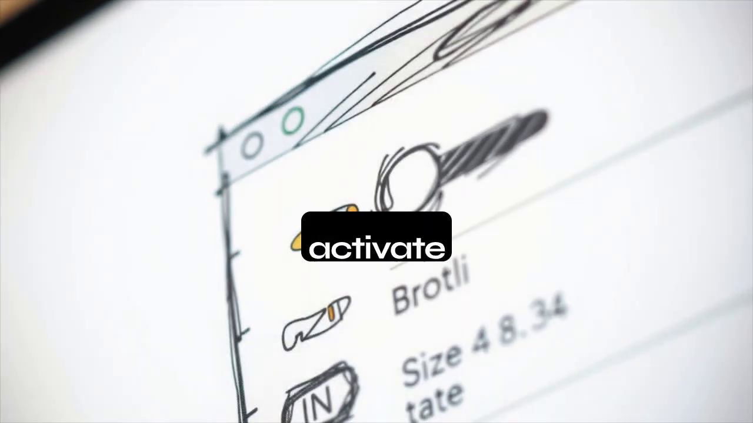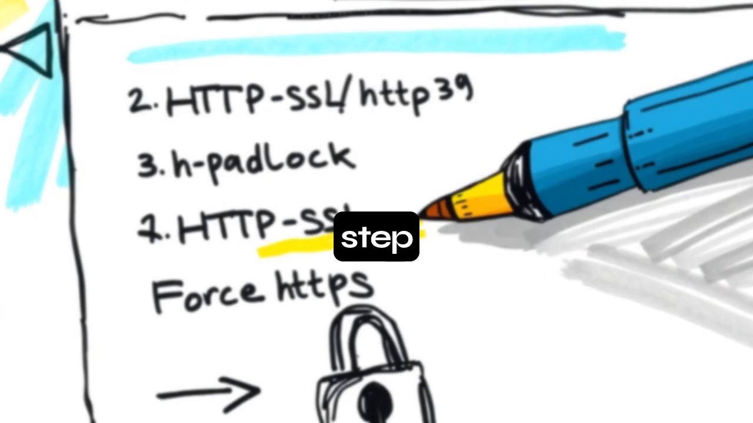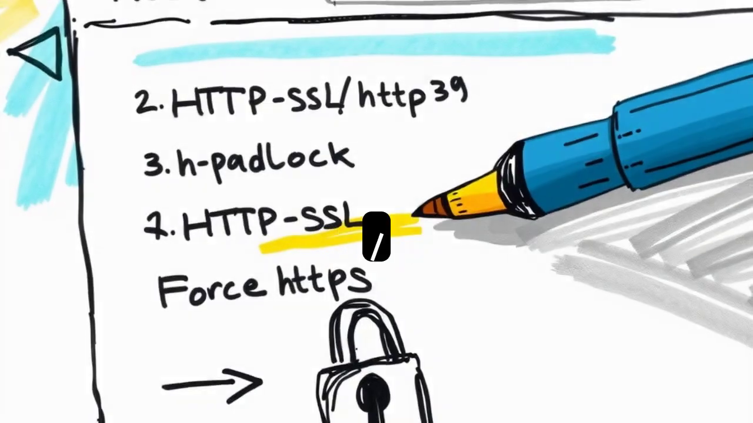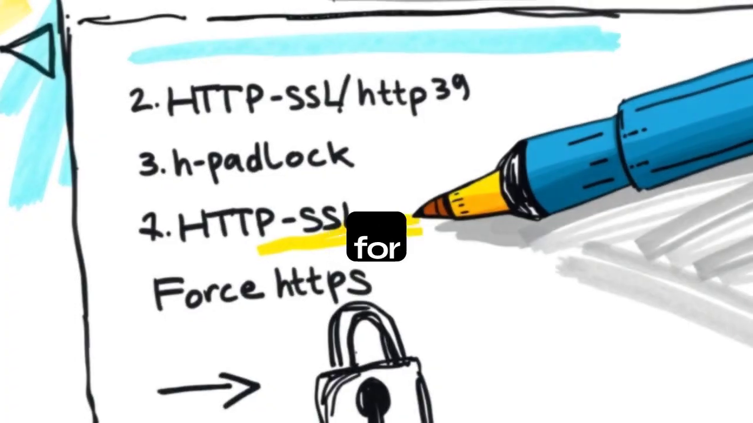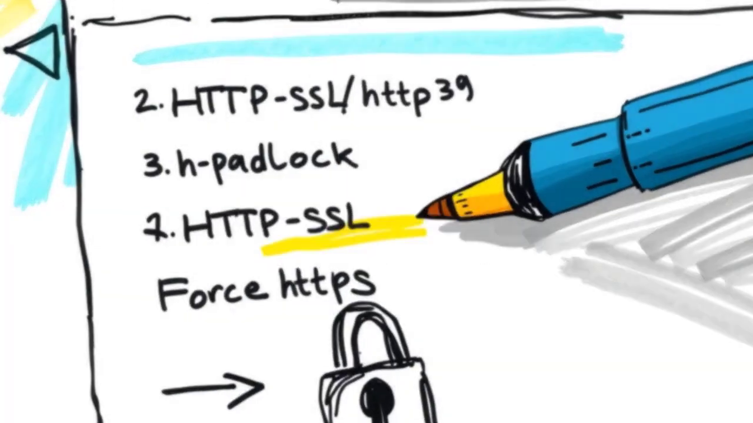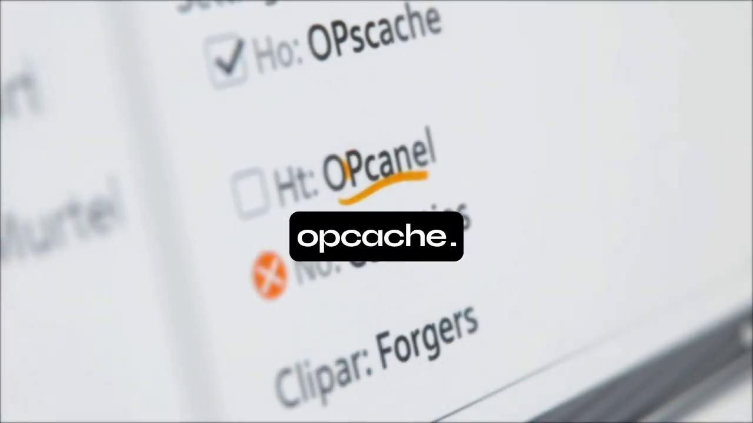Step 2. Activate gzip compression and Brotli if available. Step 3. Enable HTTP/2 or HTTP/3 and force HTTPS for secure, faster connections. Step 4. Optimize PHP settings. Use the latest PHP version and enable OPcache.